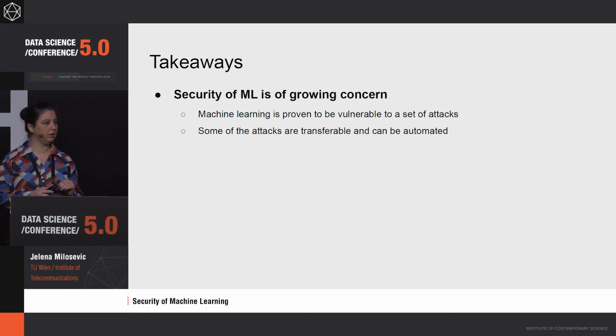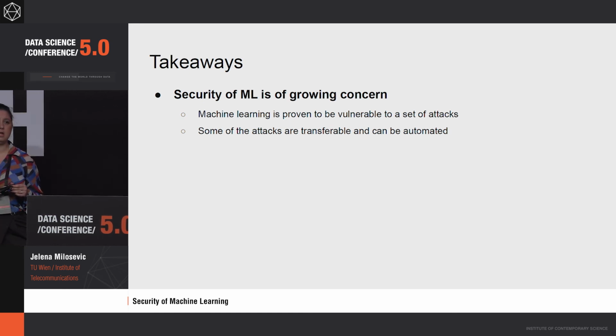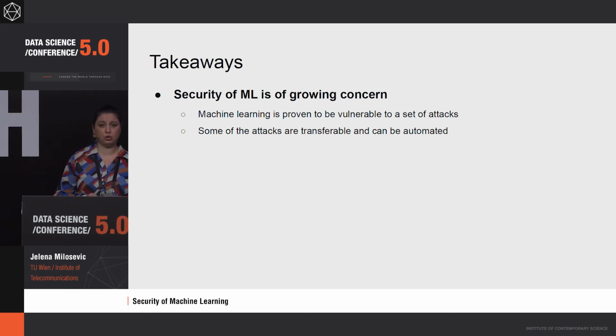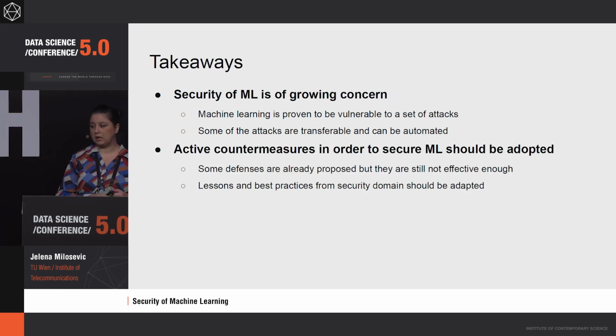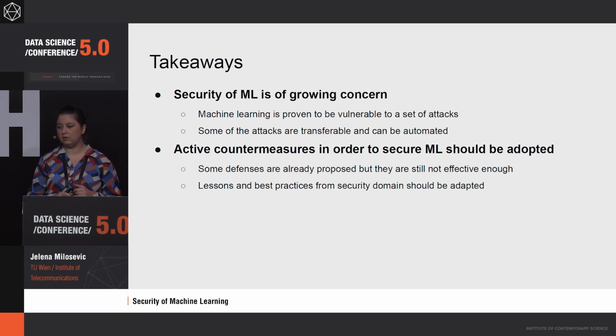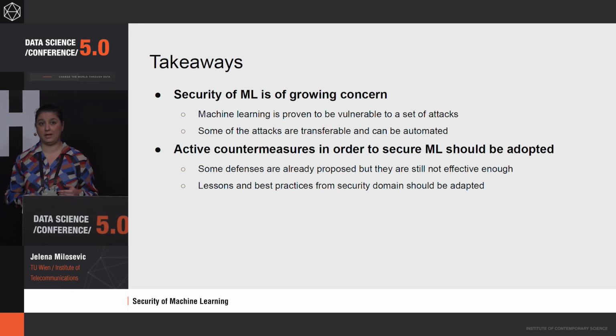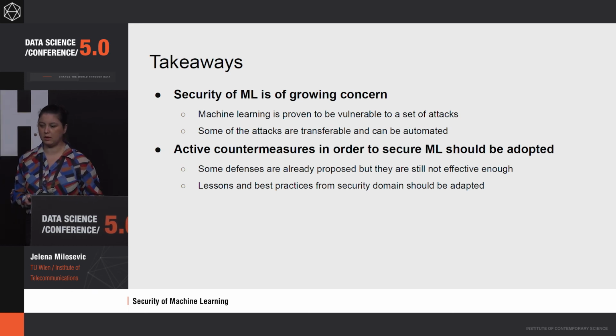And there are different attacks proposed that can evade machine learning-based systems. And these attacks, not just that they exist, they transfer, and their generation can be done in an automated manner. The next thing is that active countermeasures in order to secure machine learning systems should definitely be adopted, but we still don't know which ones, and we still lack effective defenses with respect to this.